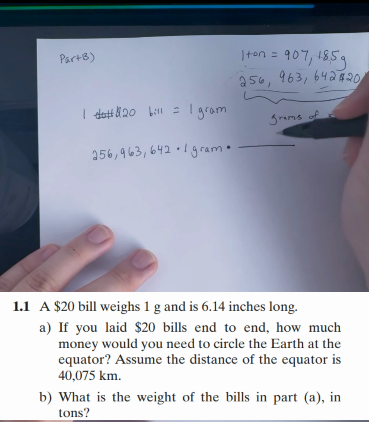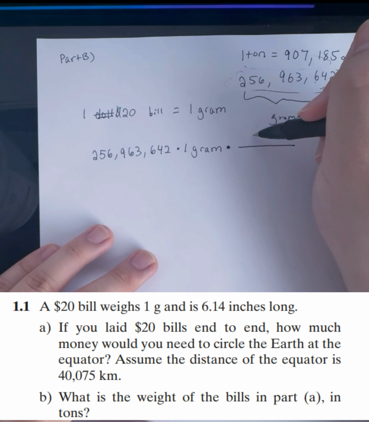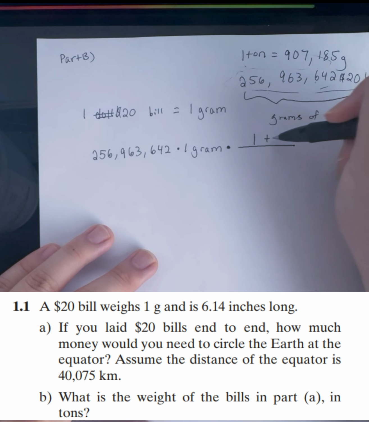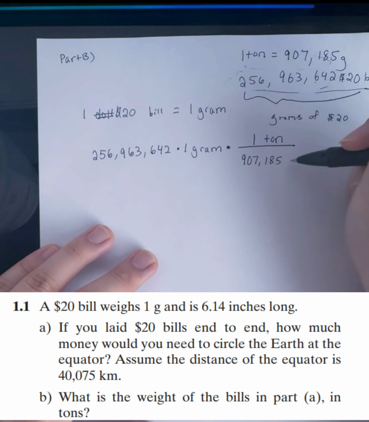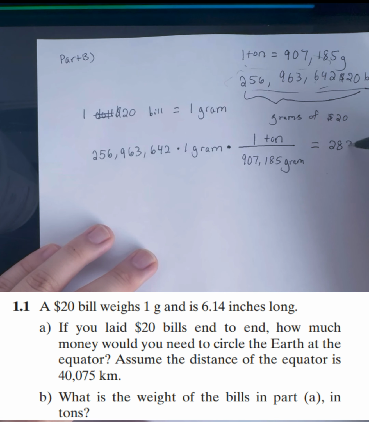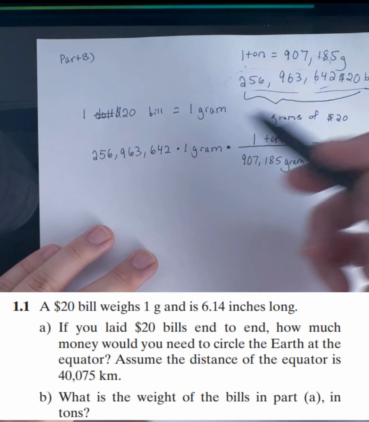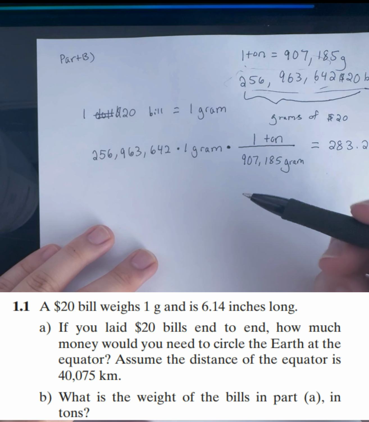Ultimately, we want to end up with tons, right? A trick to do that is whenever you have a unit conversion, write the unit that you want at the top and the unit that you don't want at the bottom. So we want to get rid of grams, and we can do that. Then we have approximately 283.253 and a whole bunch of random numbers, tons of $20 bills when we stack them up together.